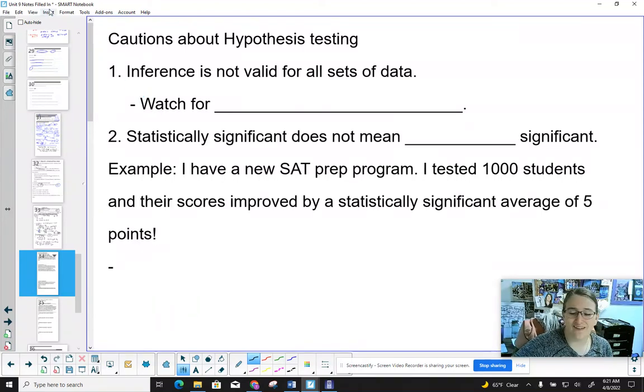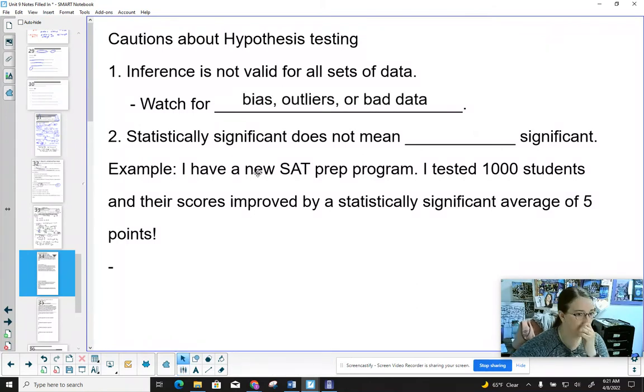The inference is not valid for all sets of data. Remember that we have certain conditions, right? So if there are outliers or bad data or bias inherent in the study itself, it doesn't matter if you can come to a conclusion or not if there is some other bias affecting the results. So they might ask you to analyze a study, and even if you can come to some sort of conclusion, if somewhere else in this study you're like, that's going to lead to bias, well, then it's probably not going to be a valid conclusion.